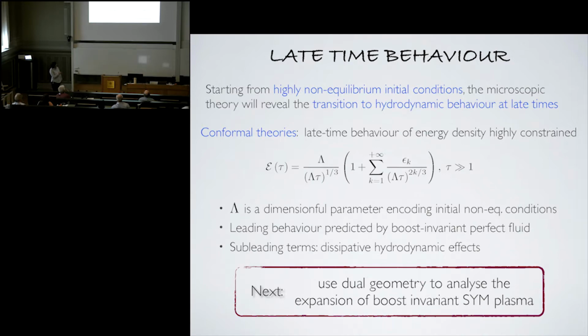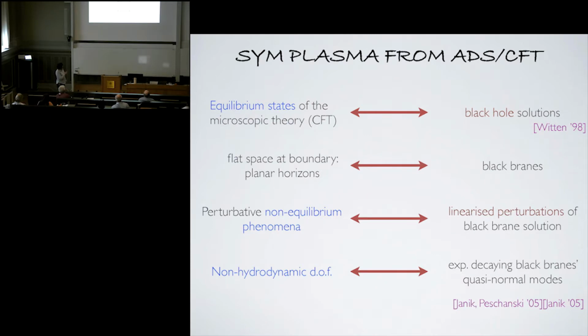And what I'm going to do now is use the dual geometry to calculate these coefficients. These are related to the kinetic parameters that I mentioned we need to calculate to study hydrodynamic theory. So how does this work? The equilibrium states in my microscopic theory, my CFT, are related to black hole solutions on the gravity side. In particular, because I'm interested in a flat metric in my field theory, I don't actually have a black hole, but what's called a black brane. And then I can have some perturbative non-equilibrium phenomena, like dissipative phenomena, and that's related to linearized perturbations around this black brane solution. This black brane solution corresponds to the ideal fluid, and this to the dissipative terms. But then I have non-hydrodynamic degrees of freedom, which are exponentially decaying, and they're related to the highly non-equilibrium initial state. And these are related to the quasi-normal modes of the black branes.